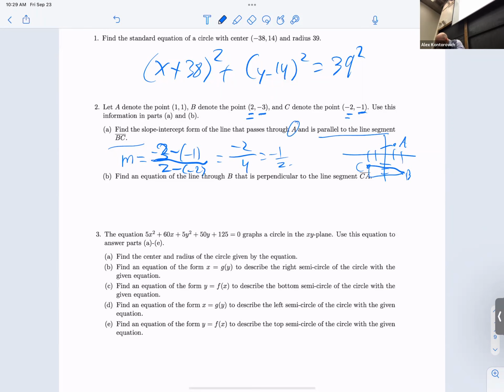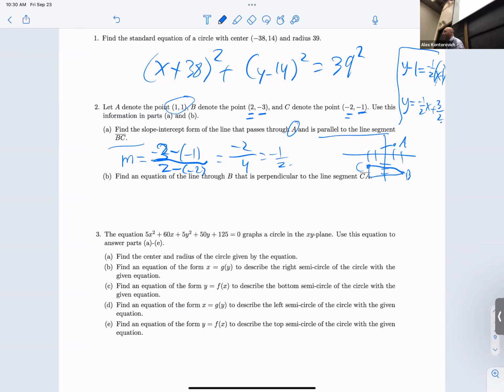The line passing through A, well, I didn't leave enough room for this one, obviously. So let's continue problem 2 over here. I'll put it first in point-slope form. I want the point 1, 1. So y minus 1 is equal to negative 1/2 times x minus 1. And I can put that in slope-intercept form: y equals negative 1/2 x, and then I have a positive 1/2 plus 1, so I guess it's plus 3/2.